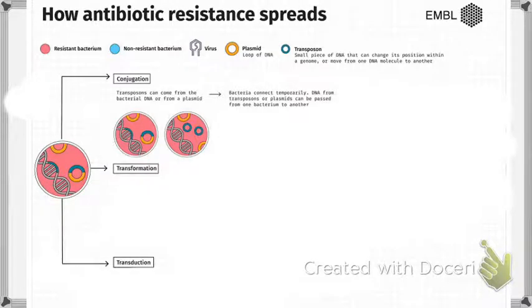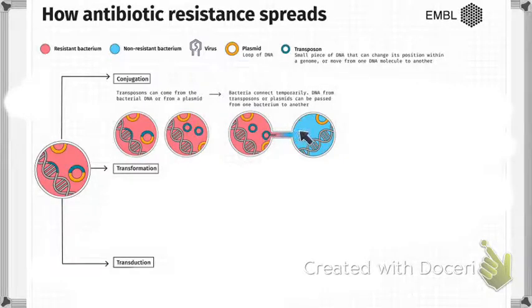Next, what happens is bacteria connect temporarily, and the transposons or plasmids can be passed from one bacterium to another. So they connect via pili and fimbriae, this little bridge right here. And one of those antibiotic-resistant plasmids, now that it is being exchanged, is sent over to this non-drug-resistant bacteria. Remember, this is non-resistant because it is blue.